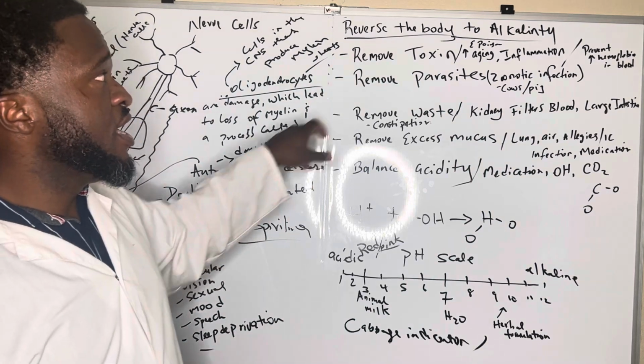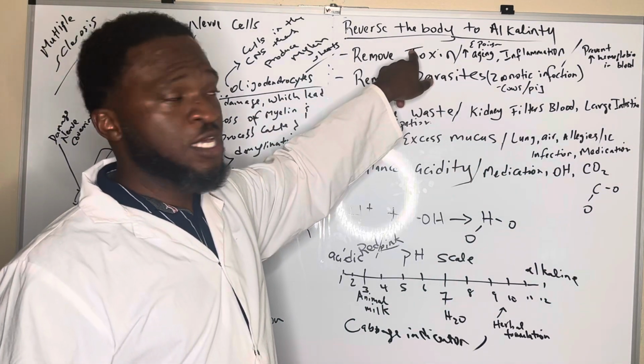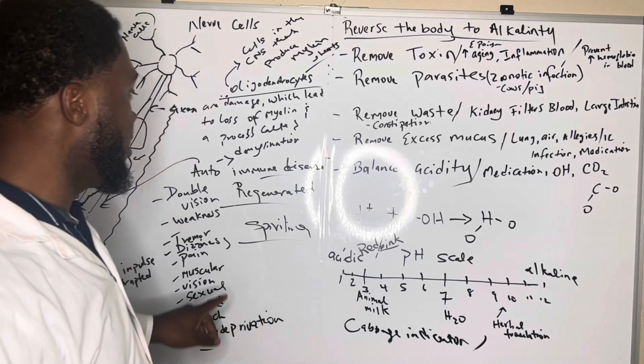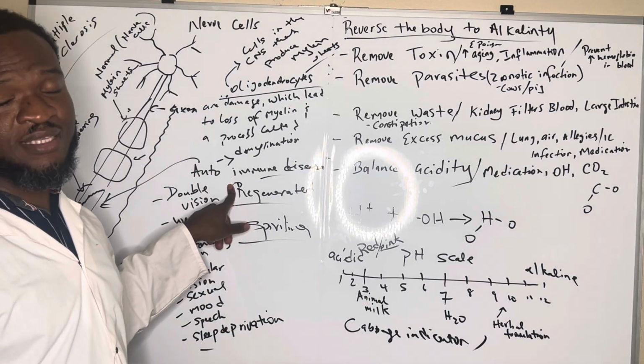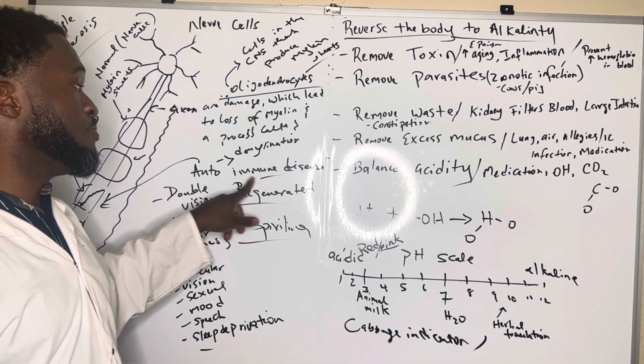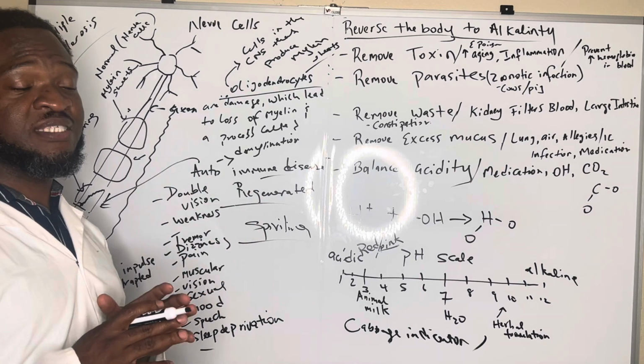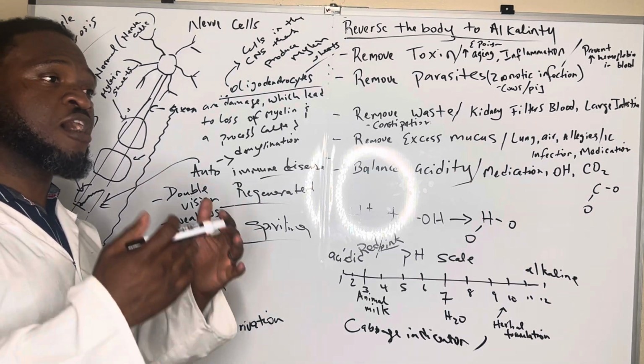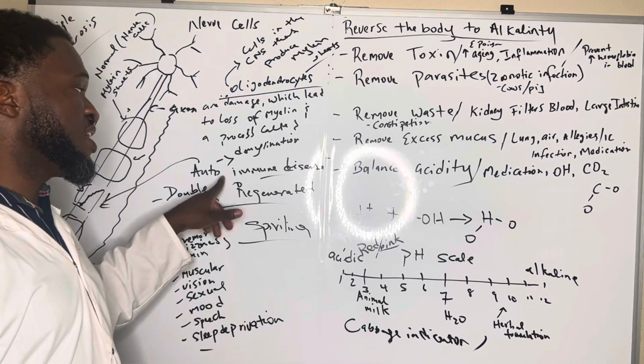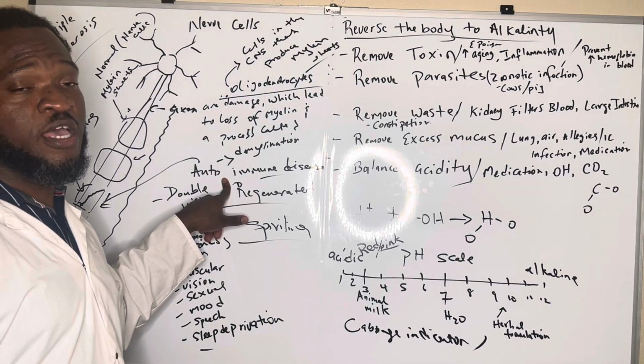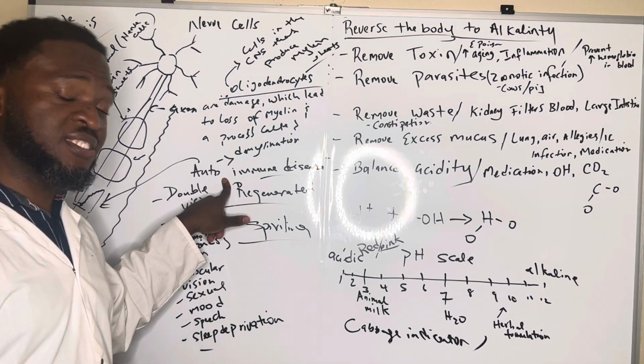So that's where reversing your body comes in. Reversing your body to alkalinity will help you correct this immune system issue, because you will basically build back your immune system, but also help the body rid itself of things that are causing the attack of your immune system on itself.